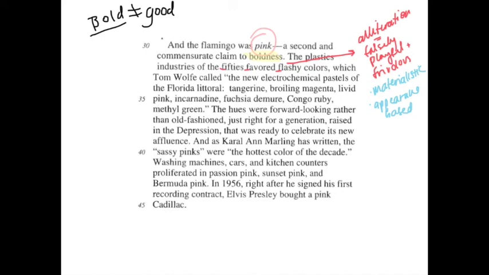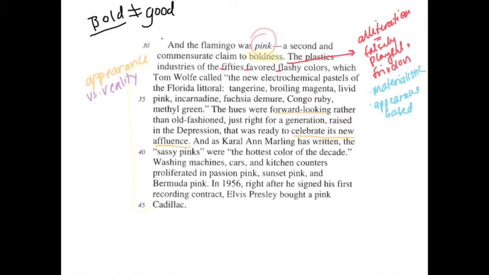Next, she goes on in the entire rest of the paragraph to describe the cultural popularity. She quotes Tom Wolfe: "the new electrochemical pastels of the Florida littoral, tangerine, boiling magenta, livid pink, incarnadine, fuchsia, demure, Congo ruby, methyl green." Here she uses this string, which I would almost count as a repetition, of fancy description, and that would be, again, bringing up this motif of appearance versus reality. It appears to be a fun and edgy new color that represents a futuristic and modern perspective, whereas in reality, we see that it's actually kind of trashy and ubiquitous.